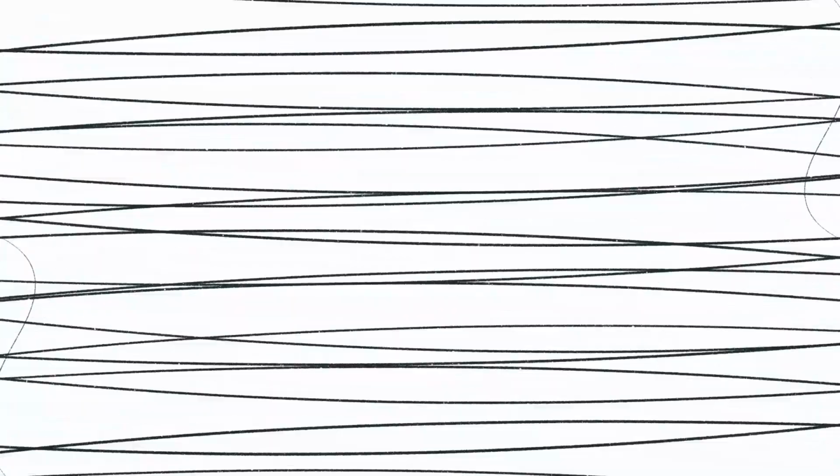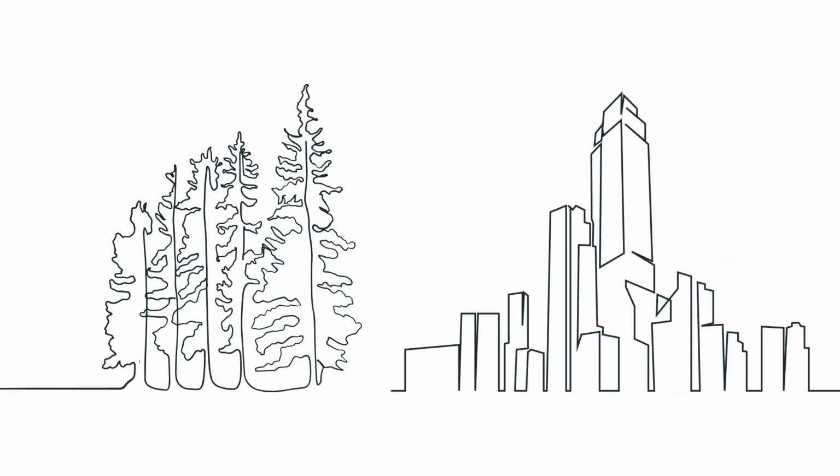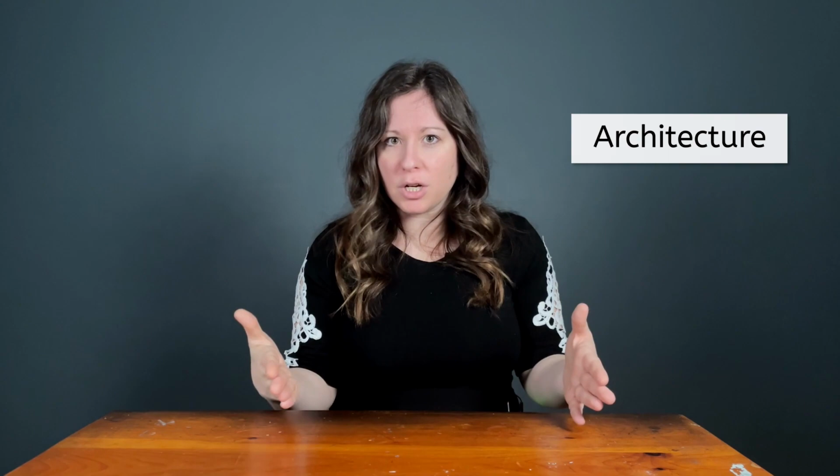Line can be found in many different forms in our environment, from the natural world to man-made structures and designs. Line plays a crucial role in the way we perceive and understand our surroundings. Let's look more closely at some of the ways line is used in our environment. Architecture is a great place to start. Line is used in building design to create a sense of structure and form.